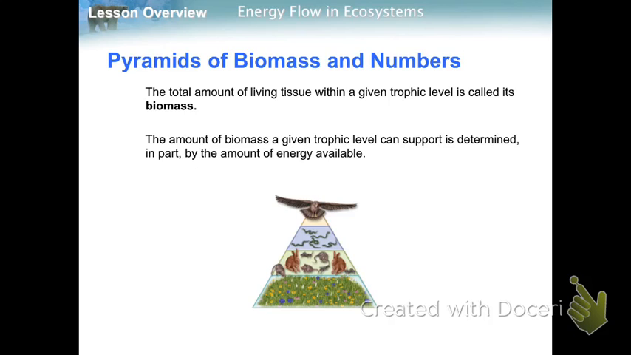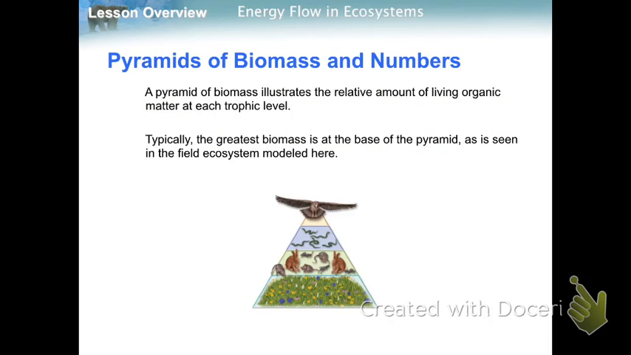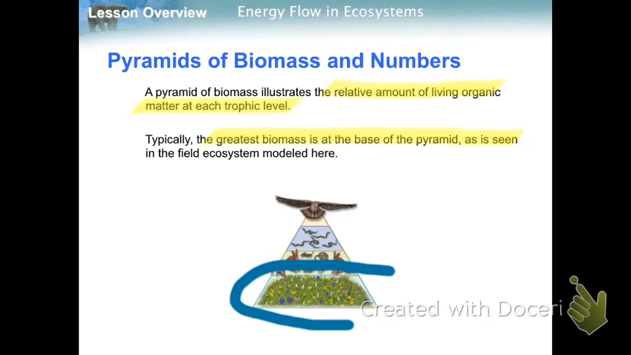This is a biomass pyramid, just the total amount of living tissue in a trophic level. The amount of biomass is determined by the amount of energy available. So you see the two pyramids kind of echoing one another. It's the relative amount of living organic matter at each trophic level. You can also do this with numbers, pyramid of numbers. The greatest biomass is at the base of the pyramid, and it always is the producers, always the plants.